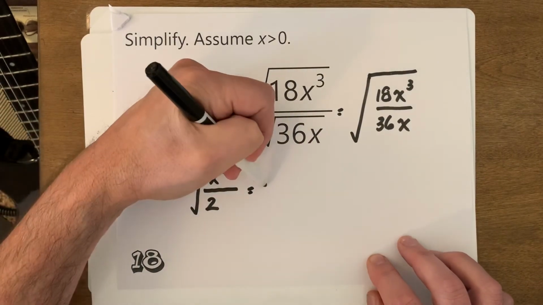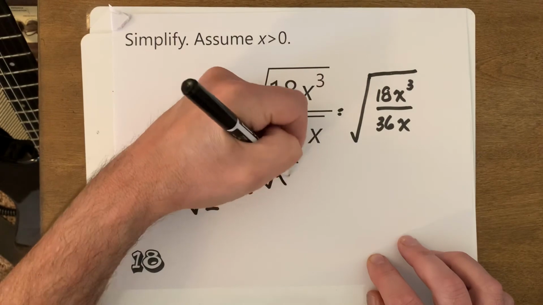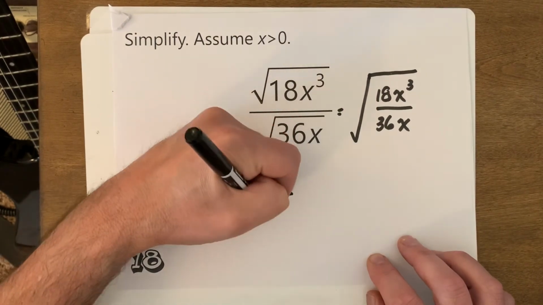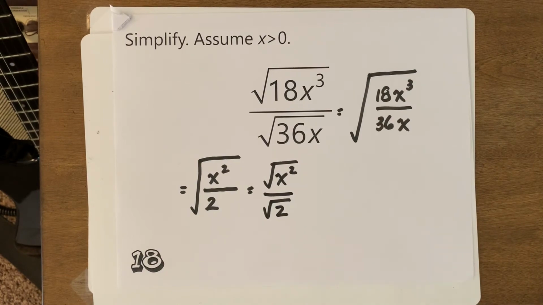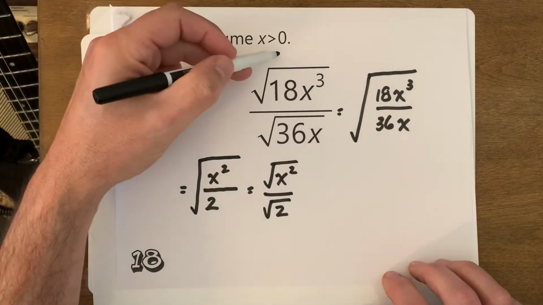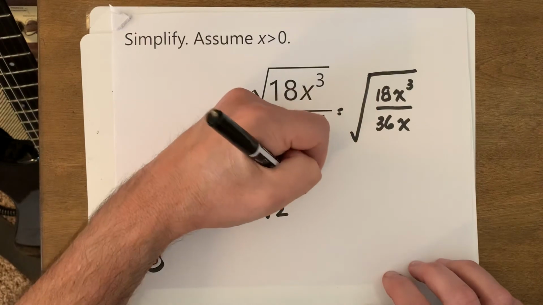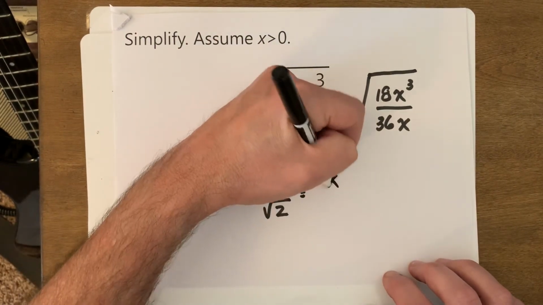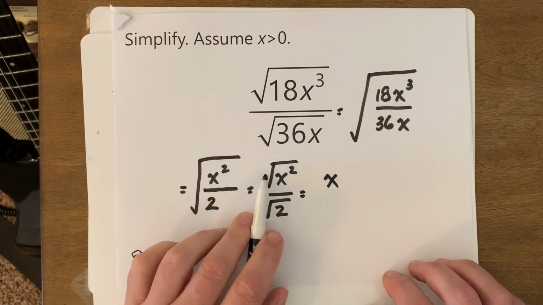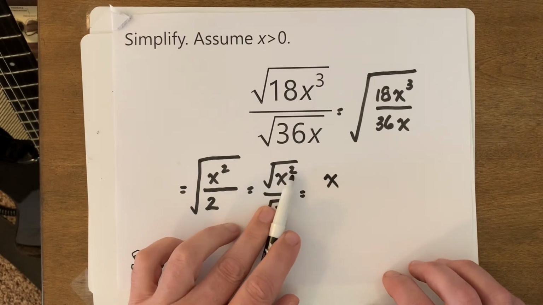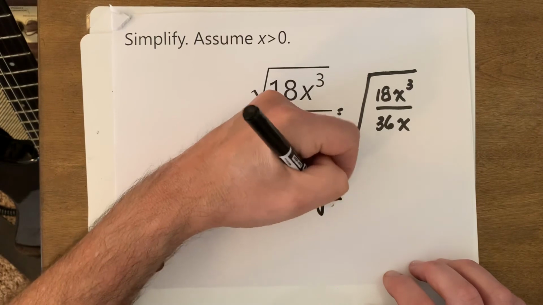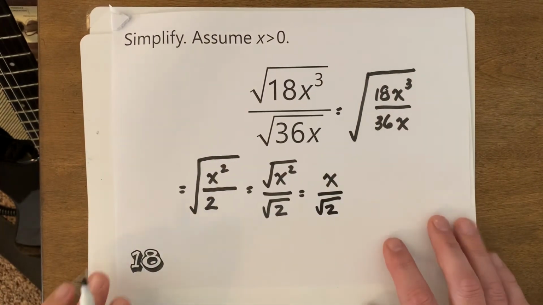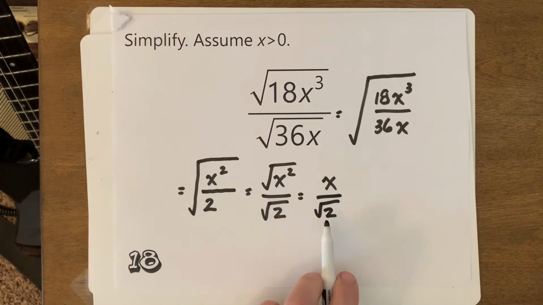All right, if we split that back up, now we have the square root of x squared over root 2. Again, x is greater than 0, so I'm assuming that's going to give me a 1x up here, right? Because an index of 2 and an exponent of 2 cancel each other out, but I still have this root 2 sitting down here. Now in math, we don't like to have radicals in the denominator at all. That's considered to be not simplified.